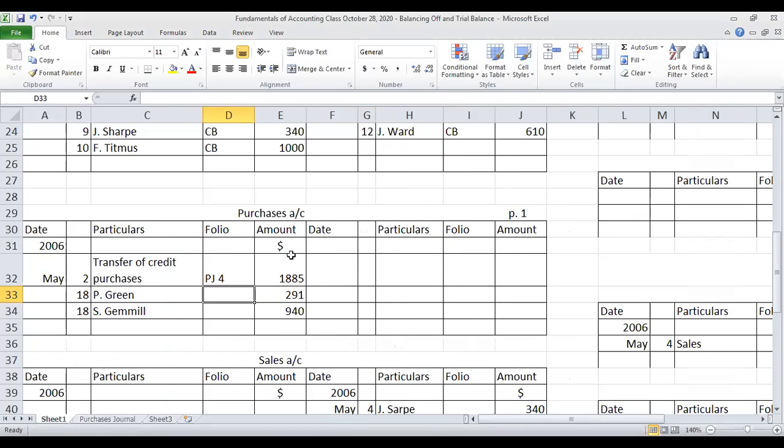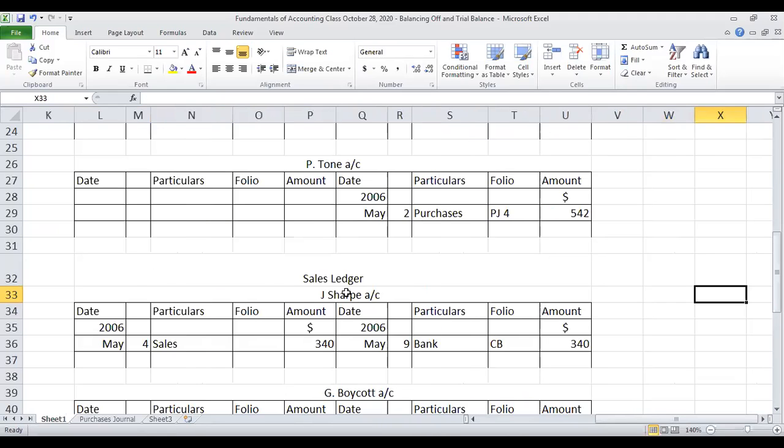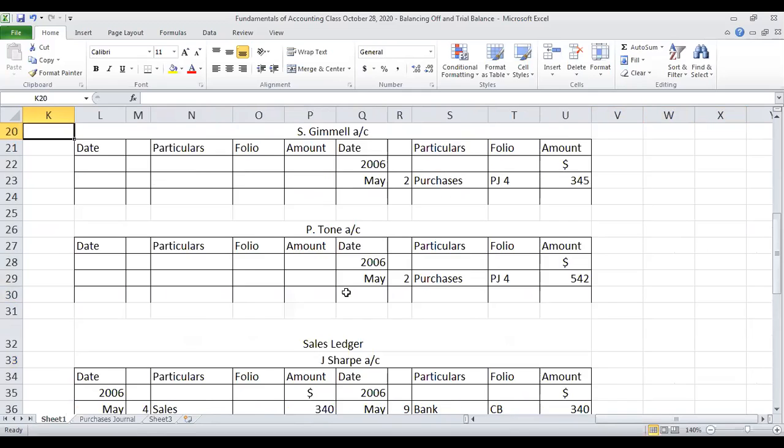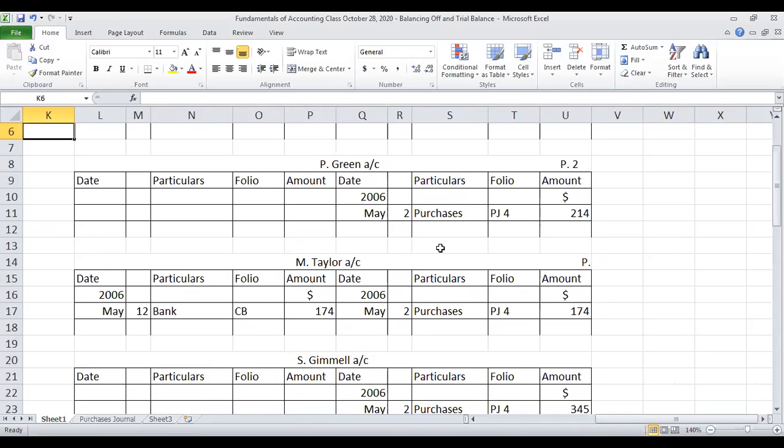Anyways, I was saying a while ago that you debit. When I change the screen, it might take a while to change sometimes on your computer. Anyways, so you debit purchases with P Green and SGML, right? Which we've done already, good. So you're going to credit this person's account now with purchases as well. You're buying goods on credit from them. So P Green first. May 18.